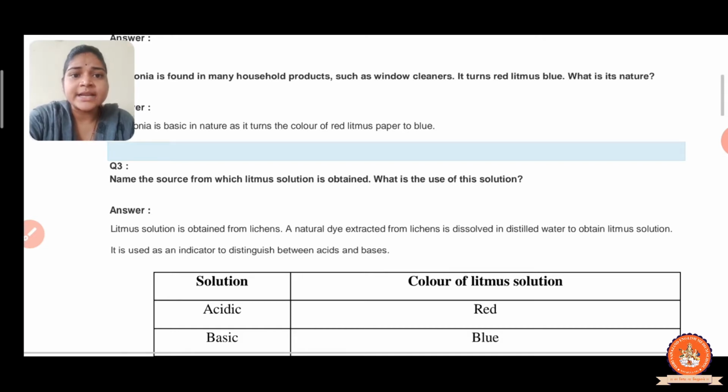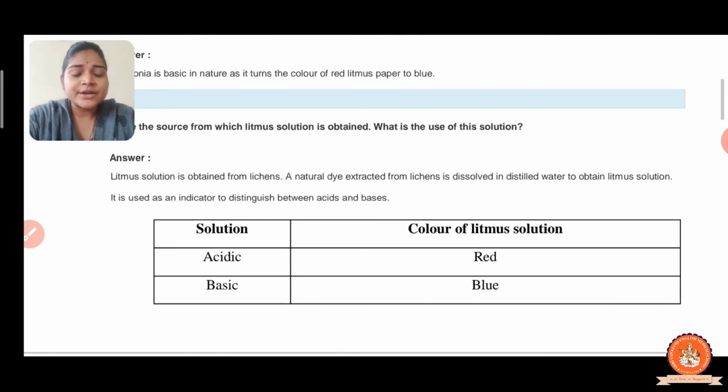It is used as an indicator to distinguish between acids and bases. And in the market it is also available in the form of paper strips. Got my point? And in our activity we used paper strips of litmus paper. So it determines which solution is acid and which solution is base. These are natural indicators, and in our chapter there are 3 natural indicators. Which ones? Litmus, turmeric, and China rose petals. So these are the 3 indicators, but here we are talking about litmus.